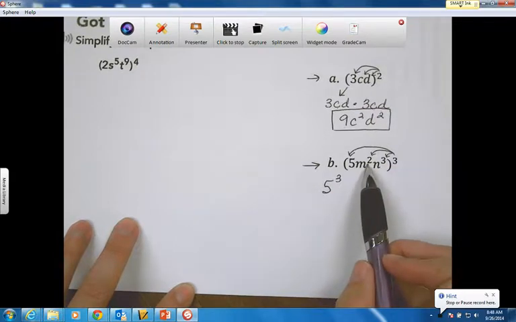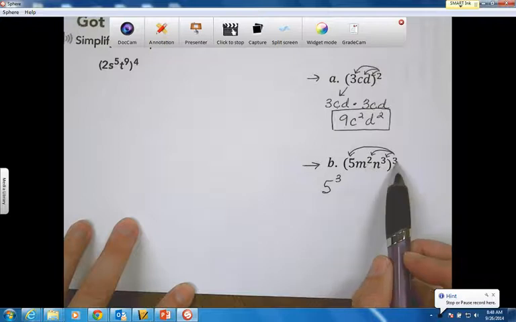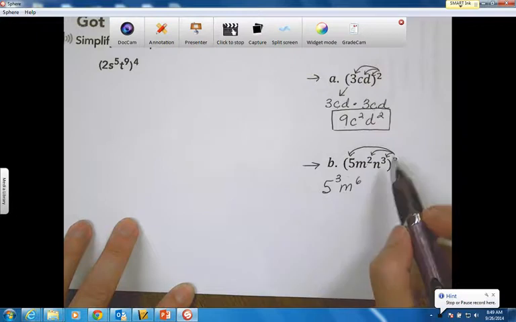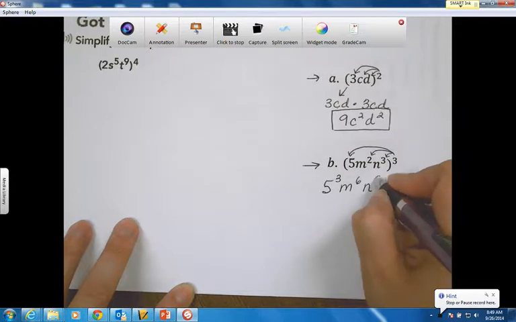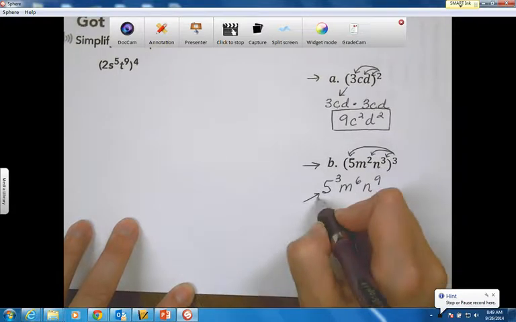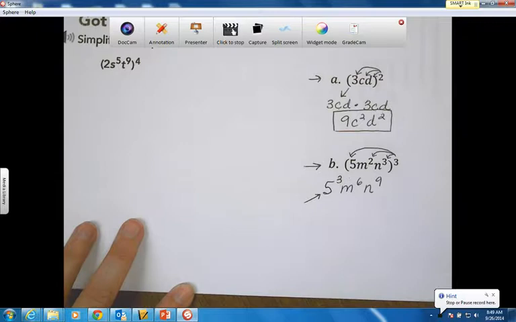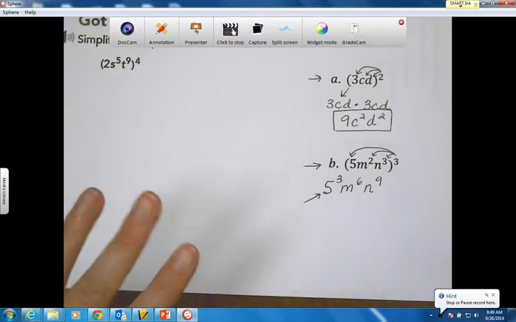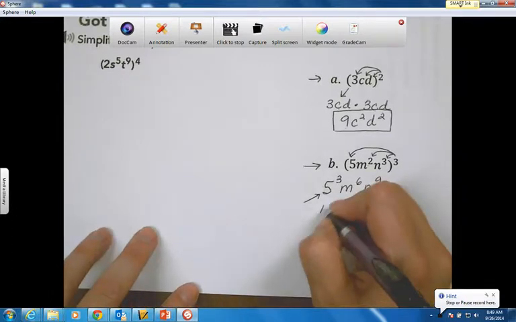And now we got n to the 3rd to the 3rd, so how much is that going to be? 9. And then now we need to go ahead and figure out what 5 to the 3rd is. Myron? 15. Nope, more than that. 5 times 5 times 5. Oh. 125. Okay? All right, I want you guys to try that on the Got It and see if you're understanding.